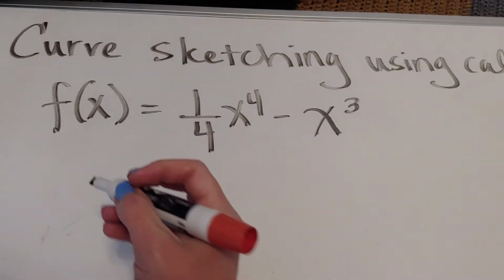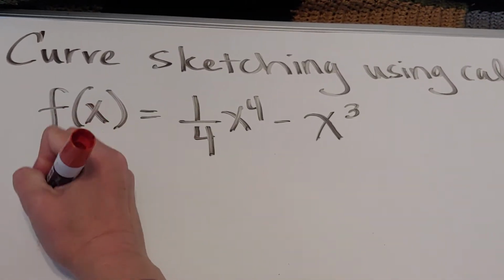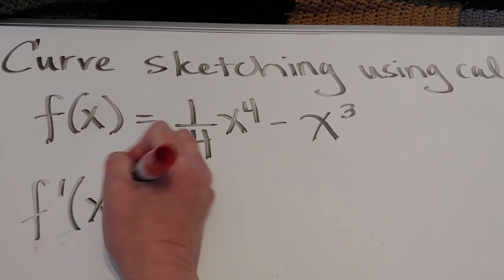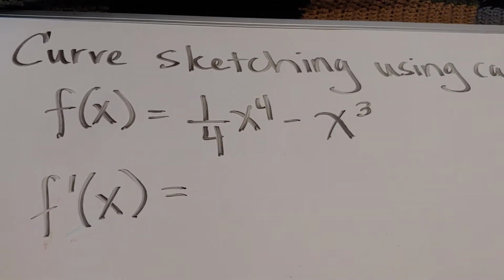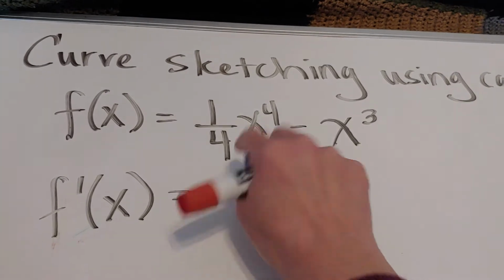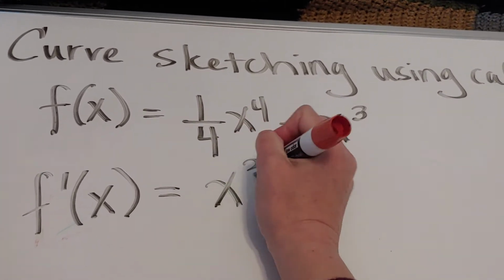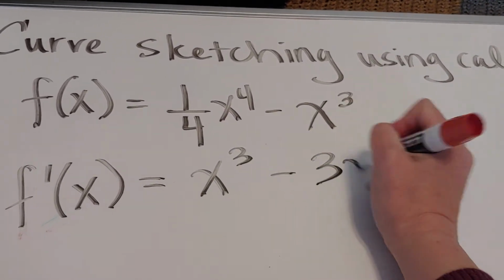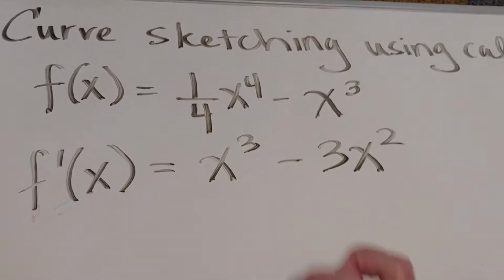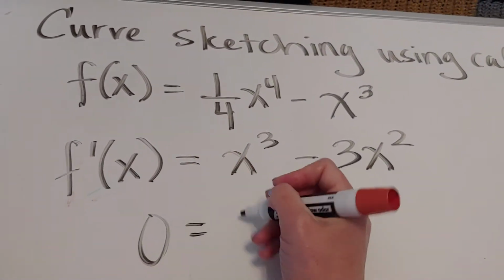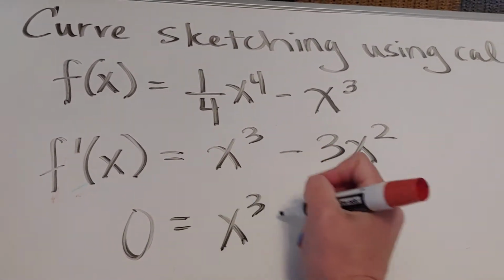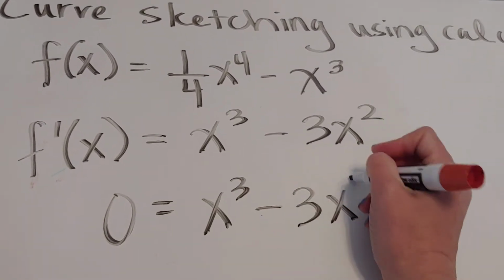So here we go. When I find the first derivative, I'm going to use the power rule. 4 times a fourth is 1, x cubed, minus 3x squared. Now I'm going to set it equal to 0, and then I want to go ahead and solve this.